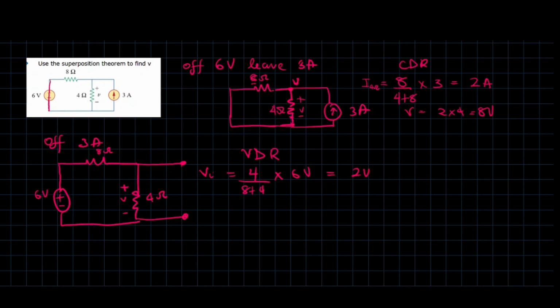And so therefore the total voltage, you can call this V' and this V''. The total voltage is going to be V' plus V'', which is equal to 10 volts. So the total voltage is 10 volts.